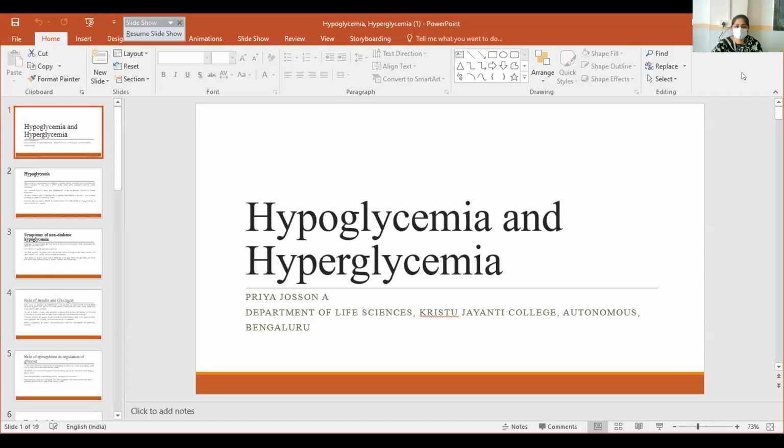We also discussed what is meant by the normal blood sugar level, what is meant by the renal threshold, and the regulation of blood glucose by insulin and glucagon. Now we go to the next session, which is hypoglycemia and hyperglycemia.